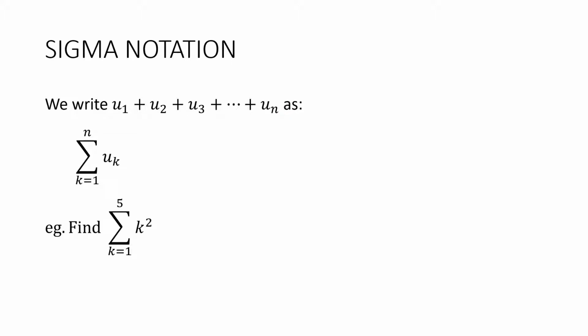So suppose we want to find this here. So here's our general term, k squared. We want to start at 1, then we want to put 2 in, 3 in, 4 in, and stop at 5. So it's going to be equal to 1 squared plus 2 squared plus 3 squared plus 4 squared plus 5 squared, which is equal to 55.